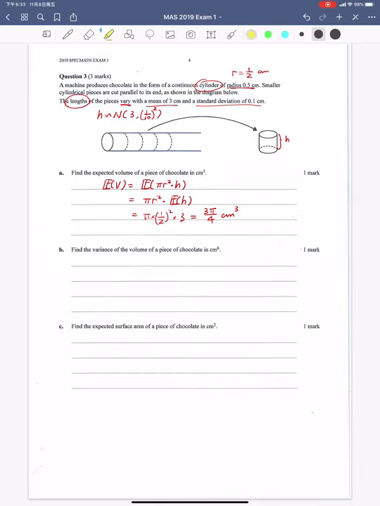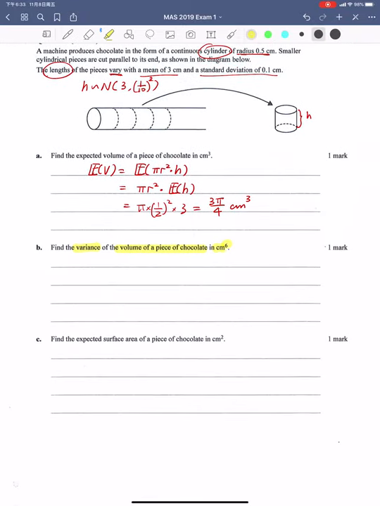Find the variance of the volume of a piece of chocolate in centimeter to the power of 6. This time, the exam author is very pedantic on using the right unit. The variance of the volume will just be the variance of pi r squared times h. In this case, my random variable is h here. So I will be treating pi and r squared as a constant.